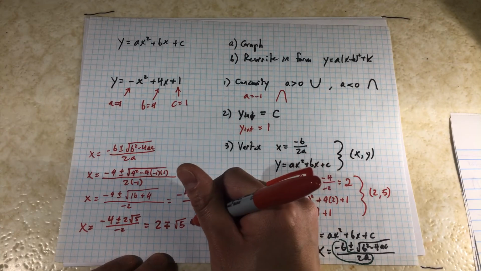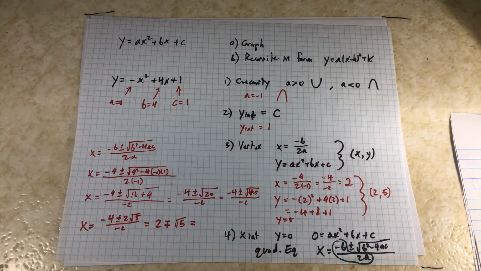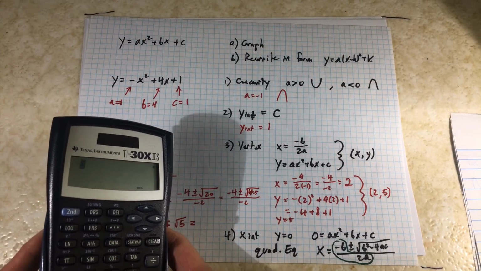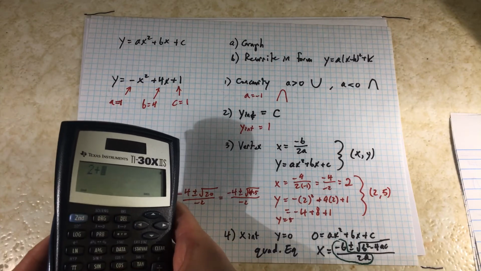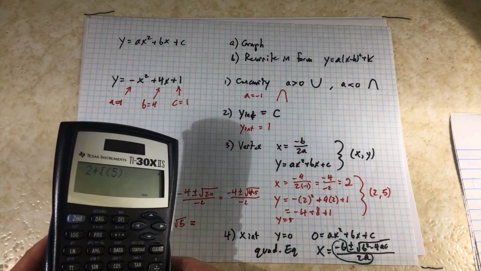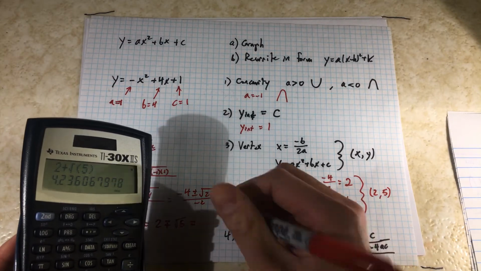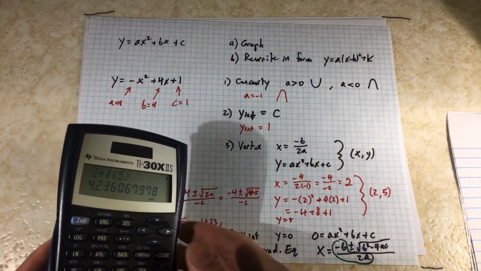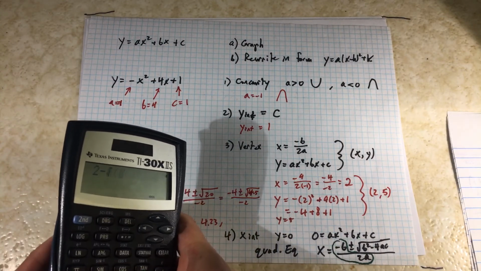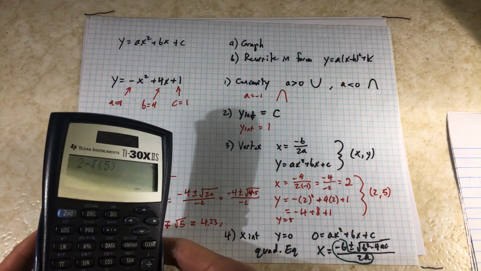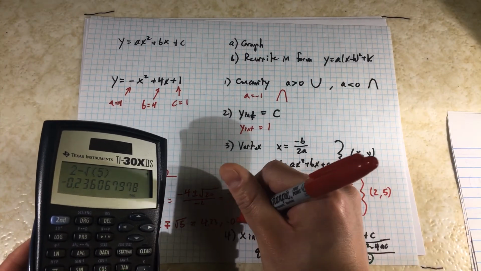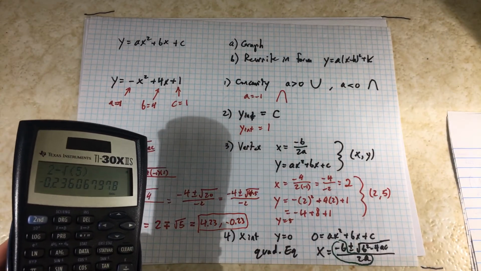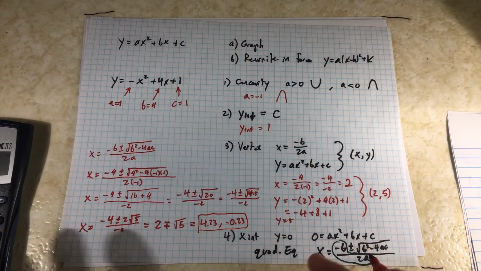So if I can calculate those, two solutions. 2 plus square root of 5, we get 4.23. And then the other solution would be 2 minus the square root of 5, which is negative 0.23. All right, so those are my x-intercepts. Those are the steps that you would do.